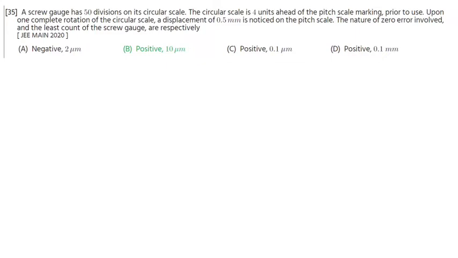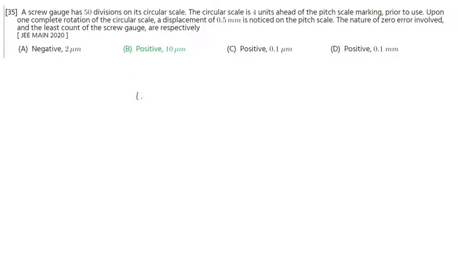Now see the next question. A screw gauge has 50 divisions on its circular scale. The circular scale is 4 units ahead of the pitch scale marking prior to use. Upon one complete rotation of the circular scale, a displacement of 0.5 mm is noticed on the pitch scale. The nature of the zero error involved and the least count of the screw gauge are respectively?